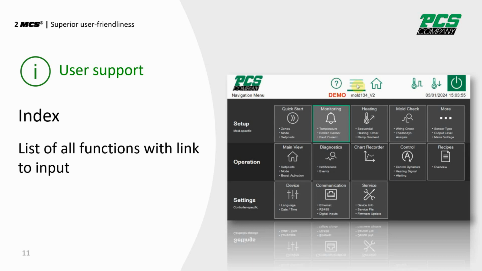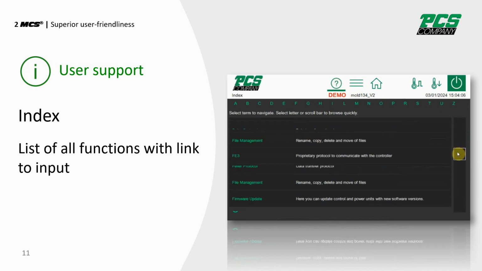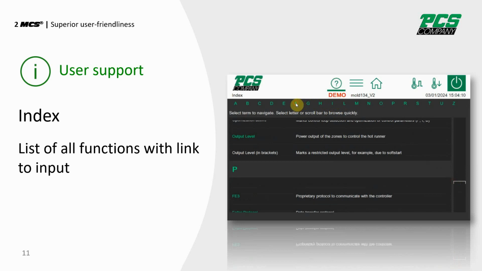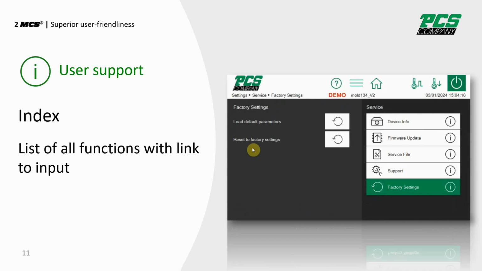Let's assume that you want to reset all parameters to factory default and you can't find the settings. Clicking on the question mark will take you to the index. Here, all functions and parameters are listed alphabetically. By clicking on the letter F, you will find the term Factory Settings. A click on the term leads directly to the desired function.